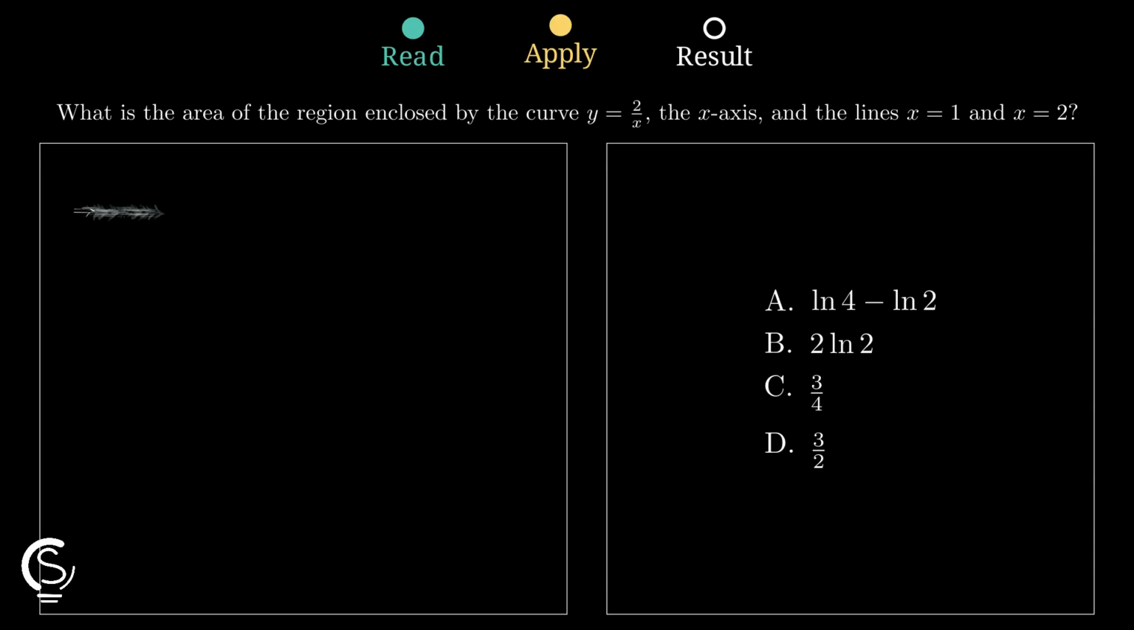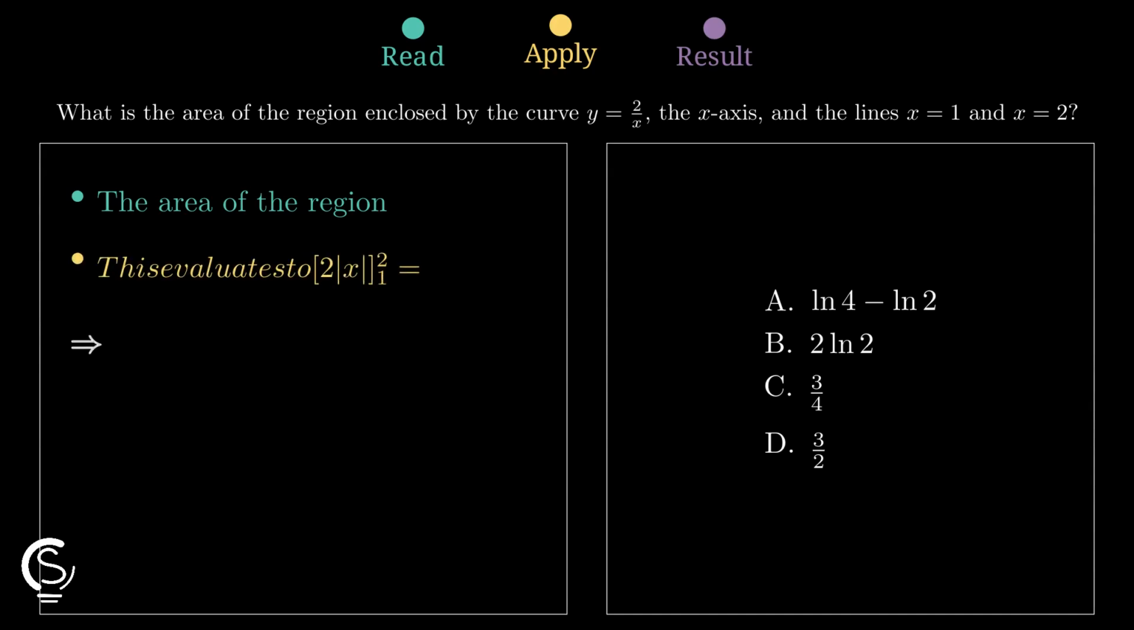Next, we find the antiderivative of 2 over x, which is 2 times the natural log of the absolute value of x. Now we just evaluate at our two limits. Plugging in the numbers gives 2 ln 2 minus 0. This simplifies to our final answer, which is exactly option B.